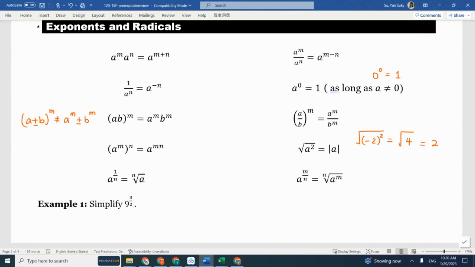Okay? So you can think of 2 as the absolute value of negative 2. So therefore, the square root of a squared is actually the absolute value of a. It's not just a. It equals a if a is greater than or equal to 0. But if a is negative, it actually equals negative a, because when a is negative, negative a will be positive.